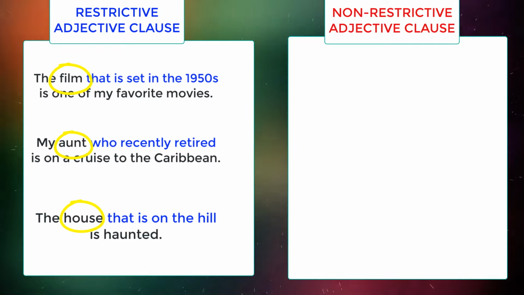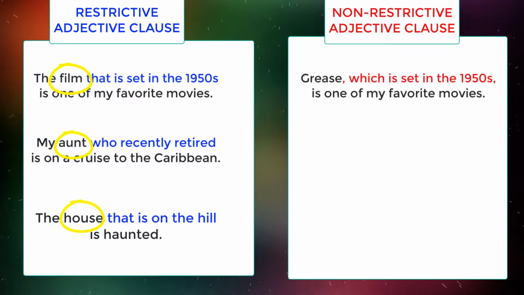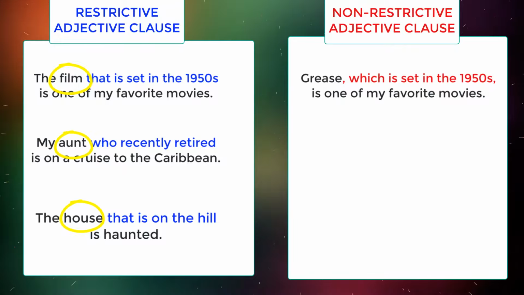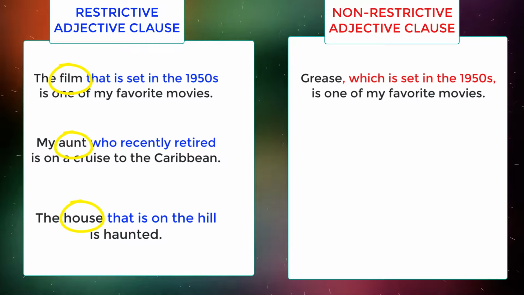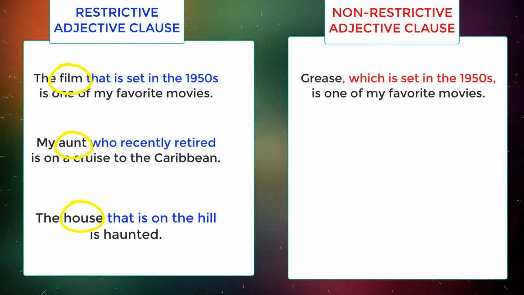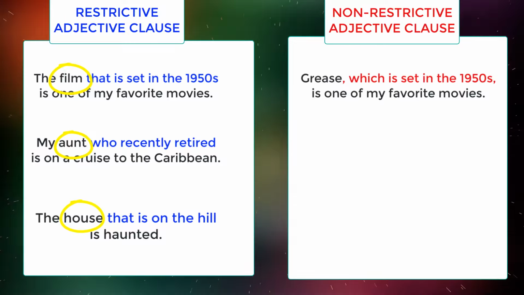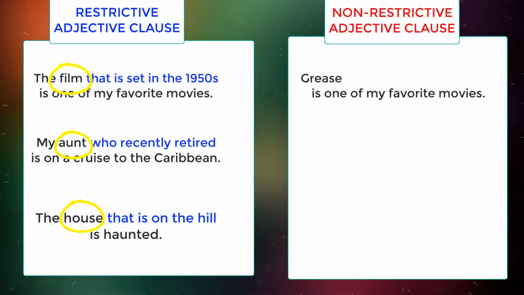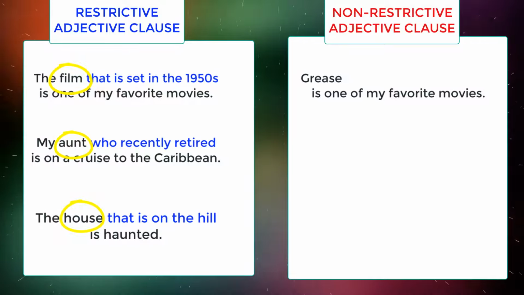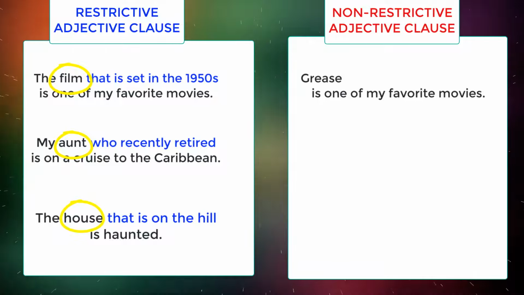Now let's look at some examples of the same sentences, but instead we will use non-restrictive or non-essential adjective clauses. Grease, which is set in the 1950s, is one of my favorite movies. You see the difference? The adjective clause is set off by commas, which is set in the 1950s. I can remove that clause. It is non-restrictive, and I still know what movie I'm talking about. It's Grease, the movie Grease.